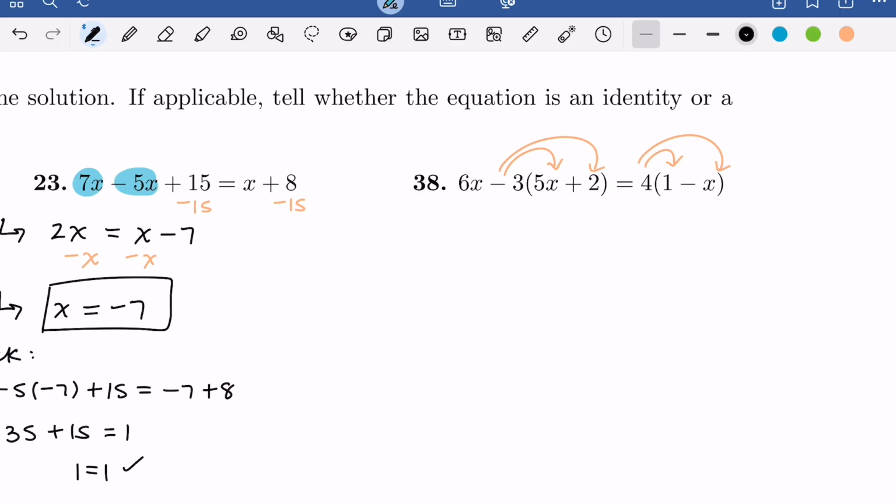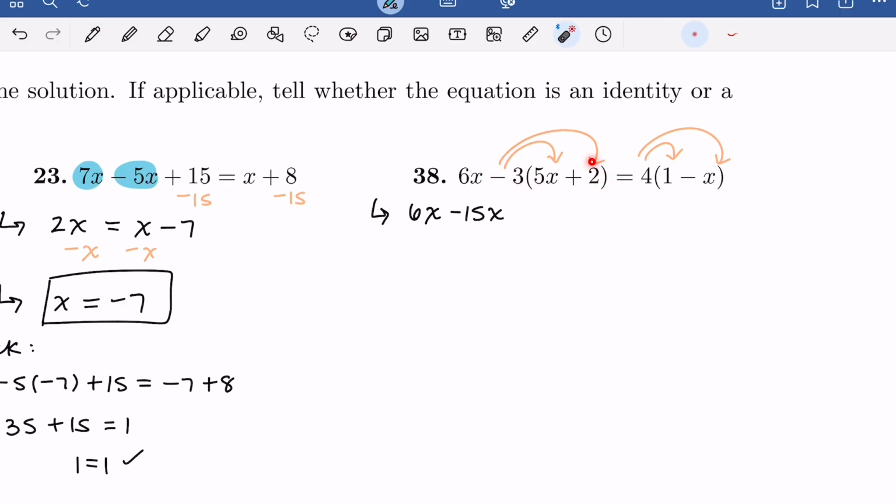All right, so doing so, we still have this 6x here, and then we have -3 times 5x. When we're multiplying these guys, we're going to multiply the coefficients or the numbers here in front of our variable. So we're going to have a -3 times 5, which gives us a -15x. Then we're distributing this -3 also to this 2 here. So this is going to give us a -6. And on the right-hand side, we're going to have 4 times 1, which just gives us a 4. And then we have 4 times a -x. So that'll give us a -4x.